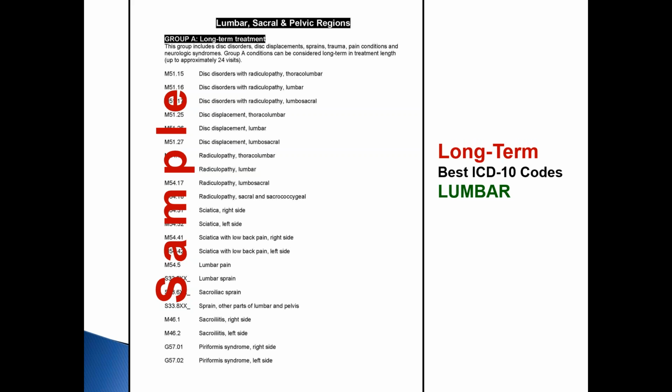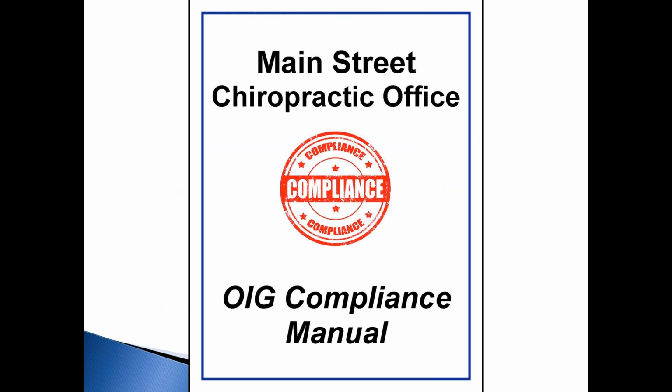And long-term treatment. Of course, you want to use long-term treatment diagnosis codes if they are indeed available. For example, a patient comes in with sciatica and muscle spasm. Report sciatica as the primary diagnosis, except for Medicare. There's an exception to that rule.